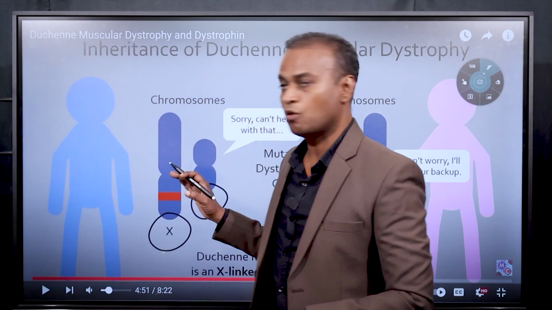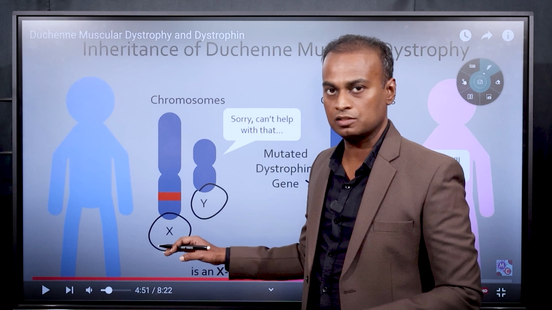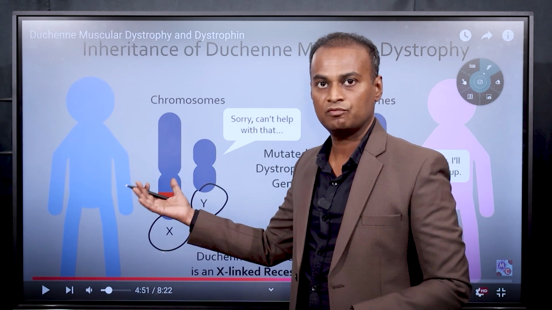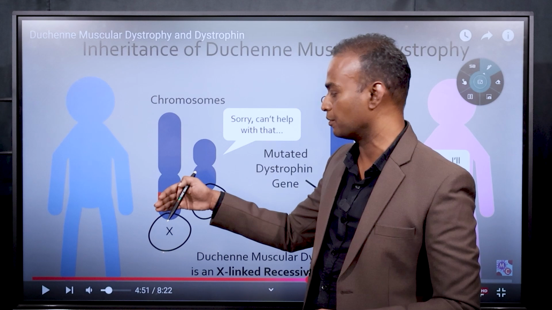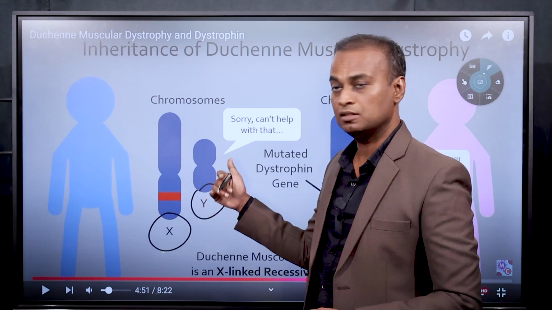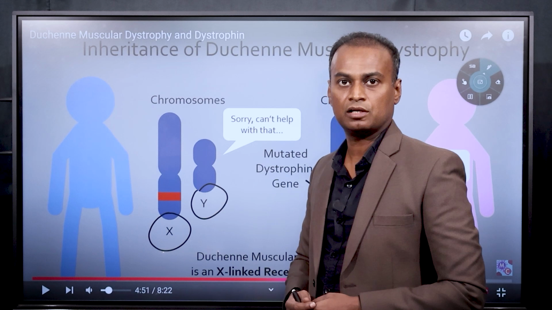In the same way, the boys will not have it. That's the reason. If the gene is defective, even though it is recessive, they will express it in the form of symptoms. This is known as X-linked inheritance. This inheritance is coming from the X chromosome. That's the reason this is known as X-linked inheritance. This is the reason for Duchenne muscular dystrophy.